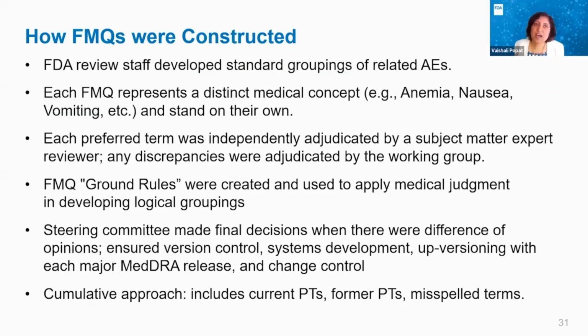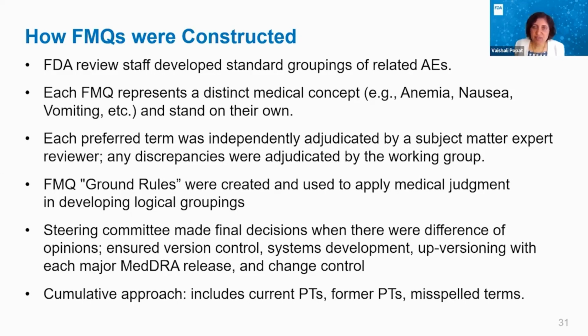So now let's look at how the FMQs were constructed. The FDA review staff, who are the subject matter experts, the therapeutic area experts, developed the standard groupings of related AEs. Each FMQ represents a distinct medical concept and they stand on their own, meaning the FMQ for nausea and vomiting will have quite a few PTs that would be overlapping, but we decided to have each FMQ stand on its own. So any PT that relates to nausea would be included in nausea as a narrow, but for vomiting, it may be included as a broad.